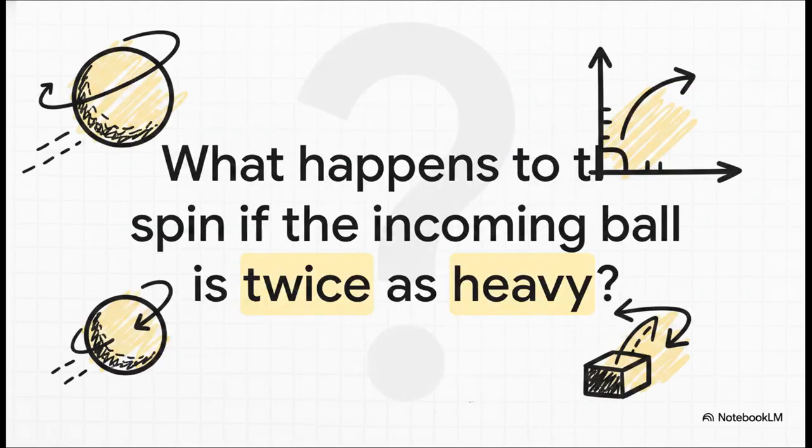So I'll leave you with a question to think about. Looking at that final equation we found, what do you think would happen to the dumbbell spin if the ball that hit it was twice as heavy? Would the spin just double, or is it more complicated than that? You now have all the physics you need to figure it out.